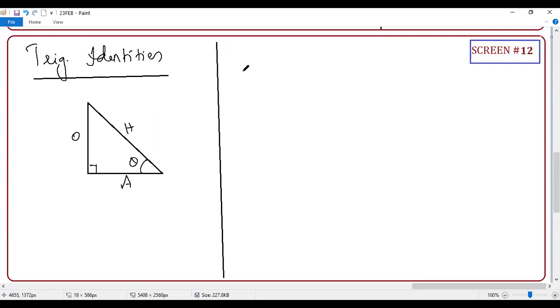What is that? First, apply Pythagoras theorem here. O square plus a square equal to h square. Agree with me or not? This is the Pythagoras theorem. O square plus a square, that is opposite side square plus adjacent side square, is equal to hypotenuse square. It is not trigonometry. It is Pythagoras theorem. We know it very well.